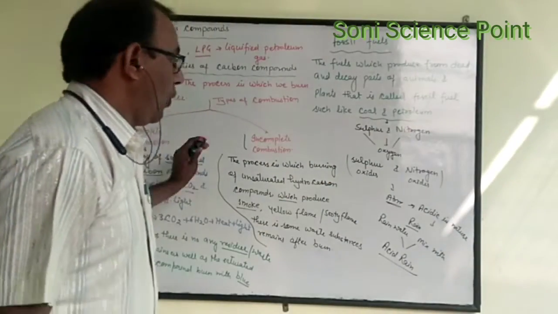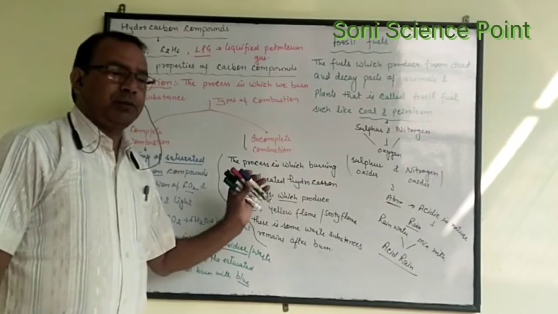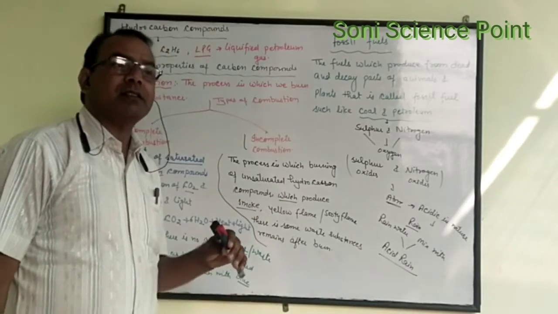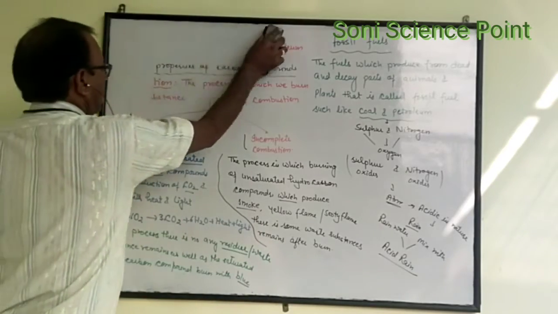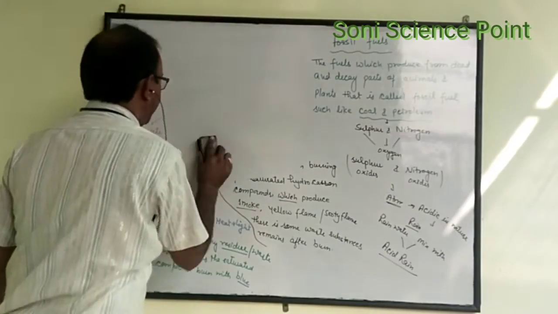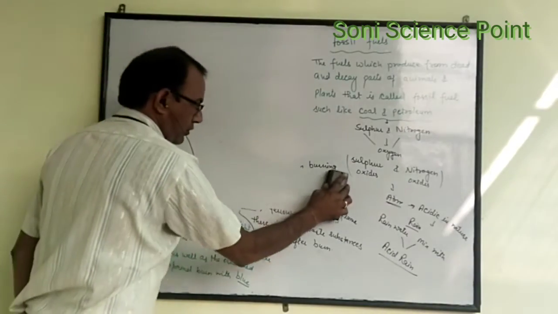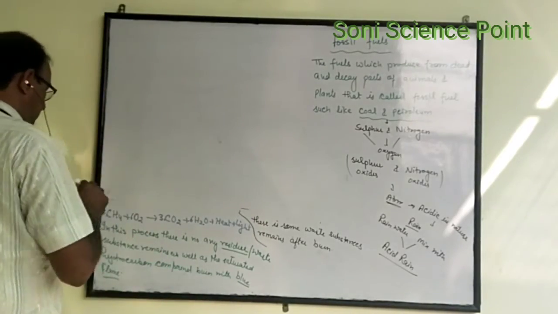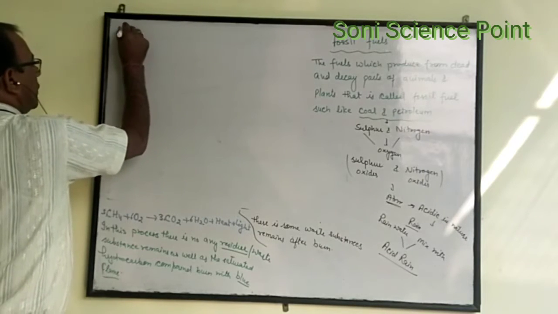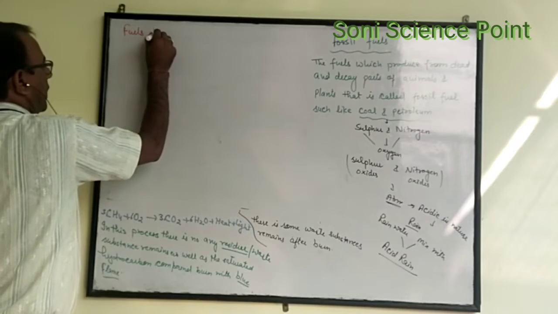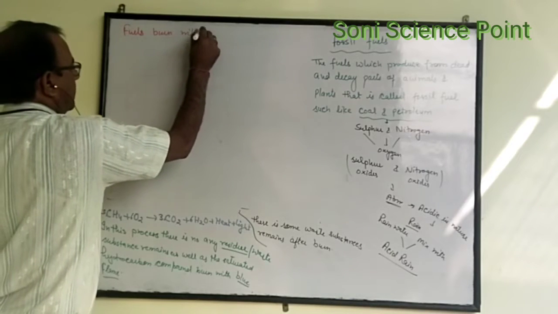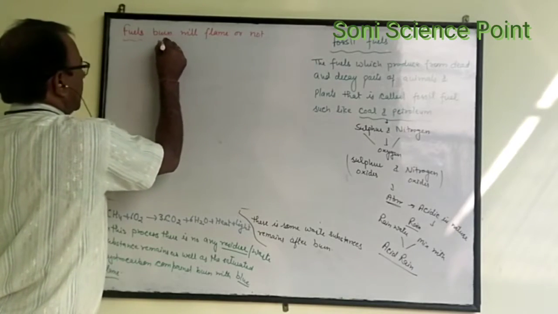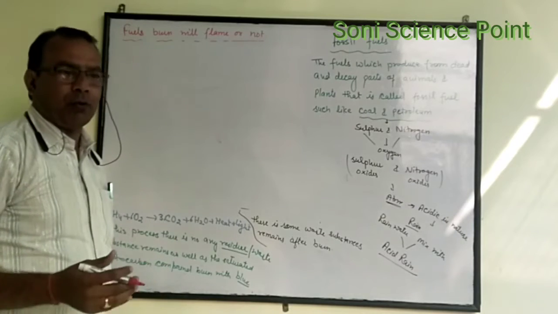Now we can see that on burning, some fuels produce flame and some may not. Why do some fuels produce a flame and some may not? Do fuels burn with flame or not? There are some fuels which produce only flame on burning, but some may not.